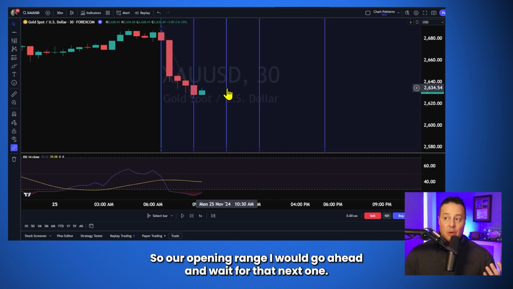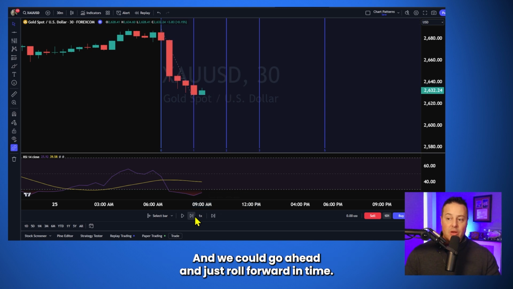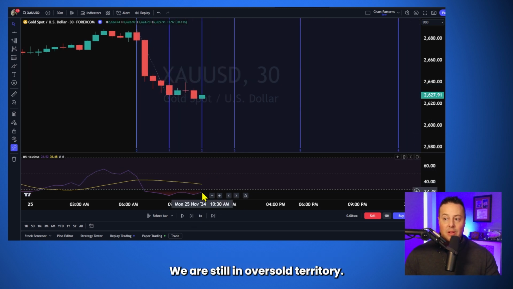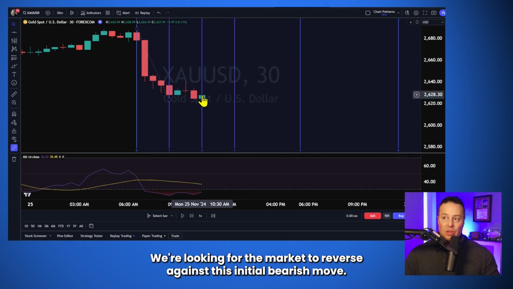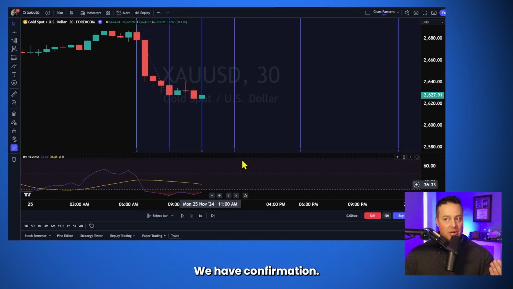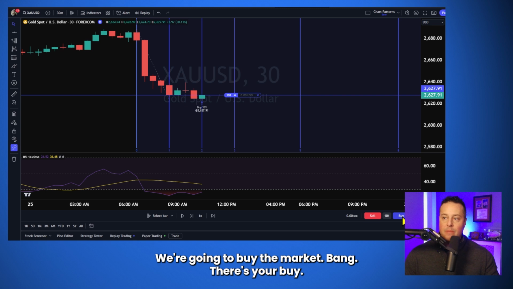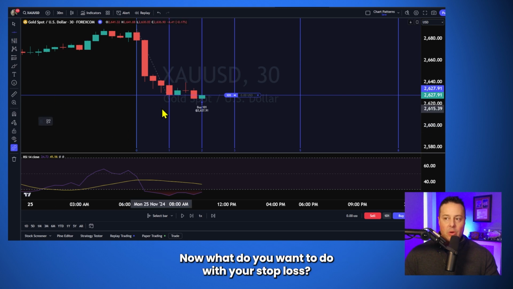So our opening range, I would go ahead and wait for that next one, and we can just roll forward in time, and then right there, okay, we are still in oversold territory. So what do we want to do? We hit our time zone. We're looking for the market to reverse against this initial bearish move. We have confirmation, and we're going to go ahead and let this thing roll. Now, we're going to send them long. We're going to buy the market. Bang. There's your buy.